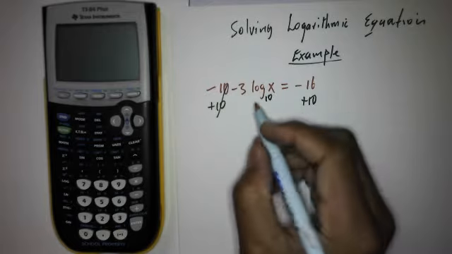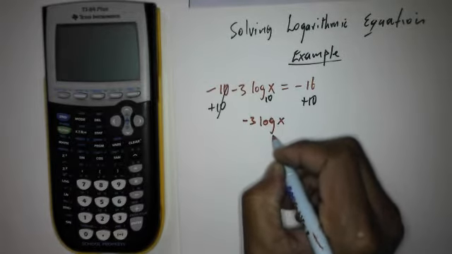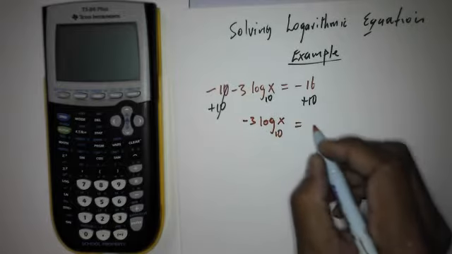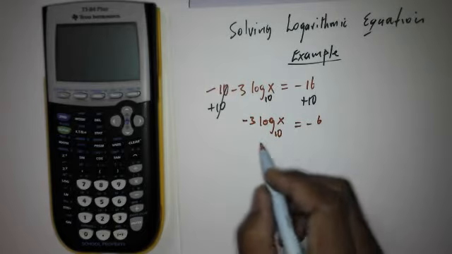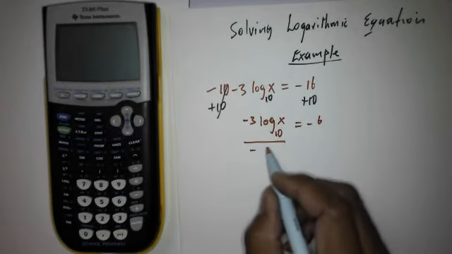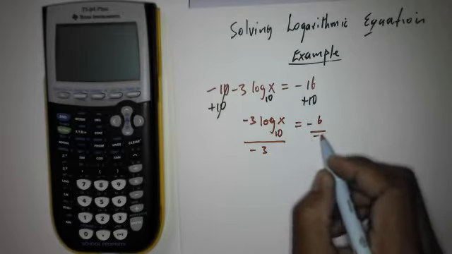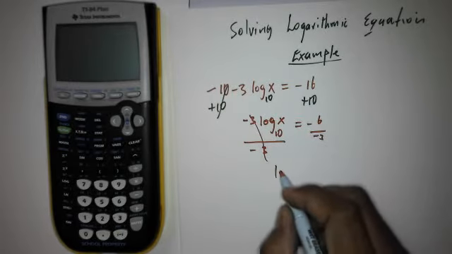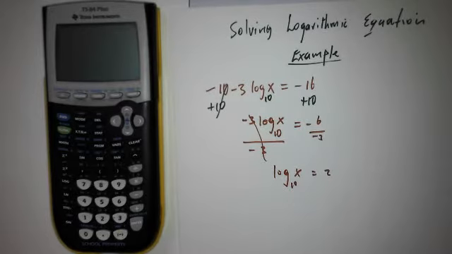Now we have negative 3 log x base 10 equals negative 6. And then again, when you're solving a regular equation, you'd go ahead and divide by whatever is multiplying your variable. So in this case, we're dividing both sides by negative 3. So this is log x base 10 equals 2.